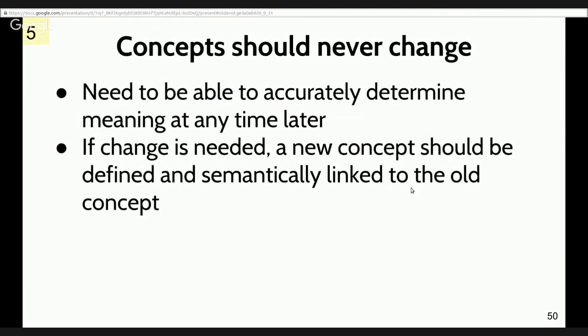I think it's pretty important that when this is done, you don't change the definitions of concepts. That's important because you need to be able to accurately look back at any time to determine the meaning of some concept that was previously defined. So what that means is that if you're not happy with one of the concepts in there and you want to change it, you don't change it, you define a new one and then semantically link the new one to the old one.